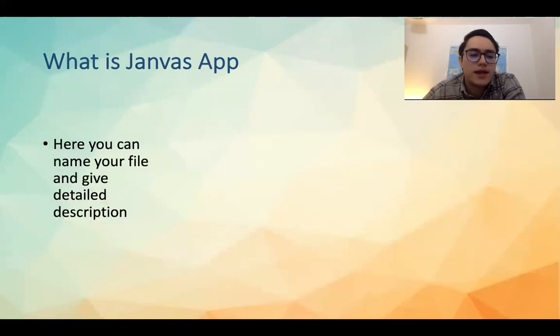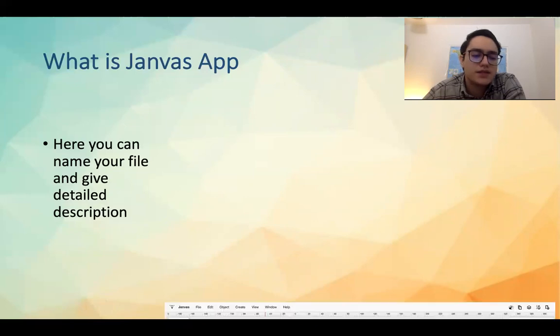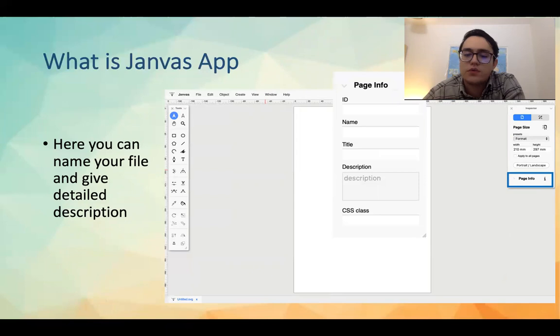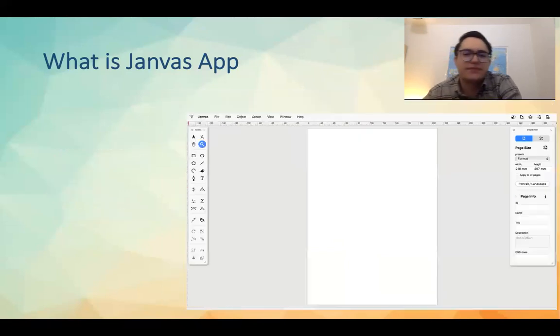Here you can name your file and give detailed descriptions by clicking page info. By clicking page info, you will get this extra tab underneath, and you can give it ID, name, title, description, and CSS class.